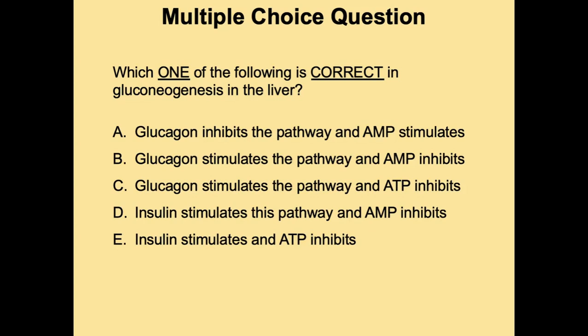And the answer is B, glucagon stimulates this pathway and AMP inhibits.